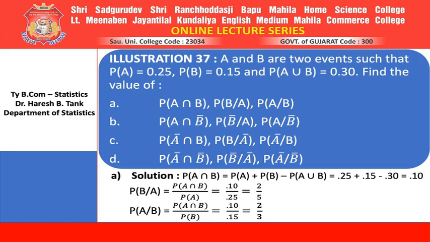Let us see. Second one is probability of A intersection B complement, probability of B complement where A had already occurred, probability of A where B complement occurred. Third one, probability of A complement intersection B, probability of B where A complement occurred, probability of A complement where B occurred.